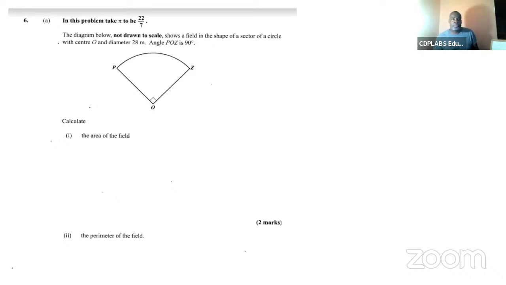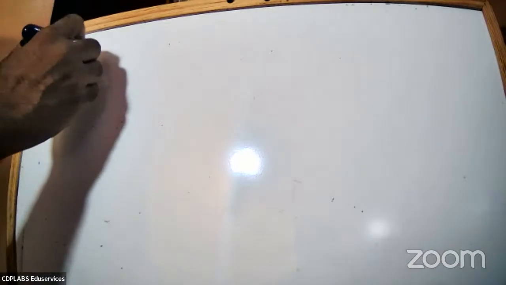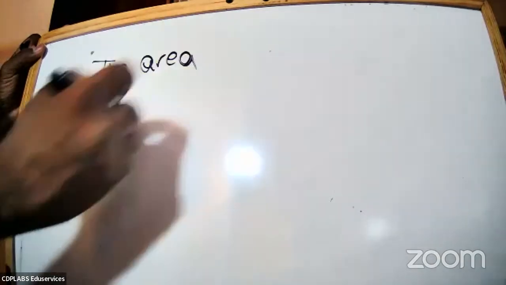All right, so here we are now. I did the wrong thing here, so we're going to turn on the camera. Now, look at my whiteboard. So you want to find the area of the field. That's what they want to find, the area of the field.